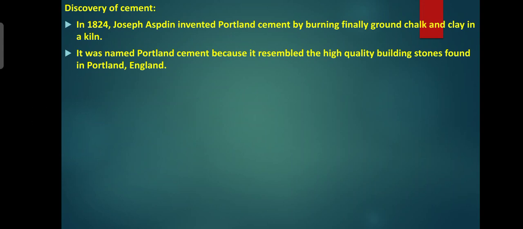Aspdin used the term Portland cement in his patent. That's because he was comparing the strength of his cement to that of Portland stone, a type of stone famous for its strength and quality.